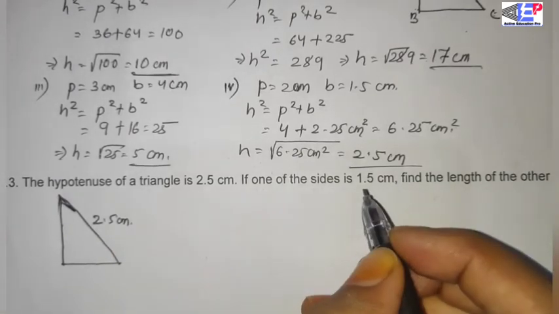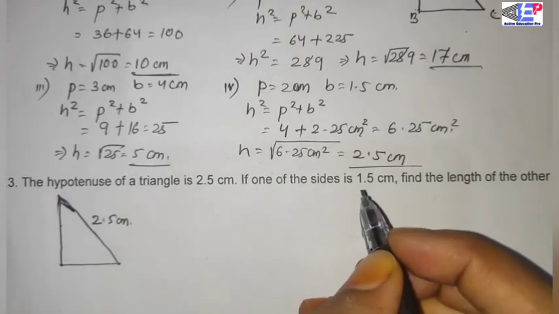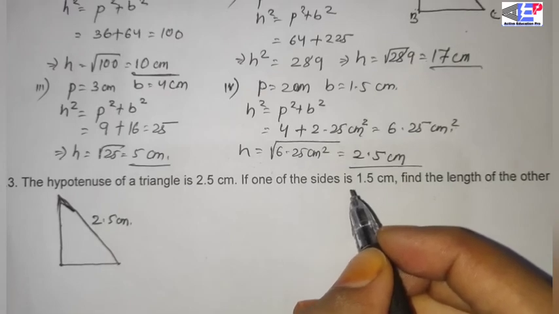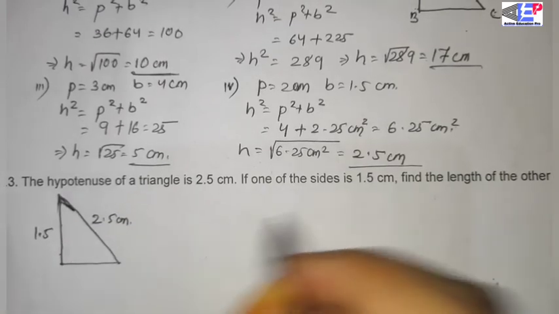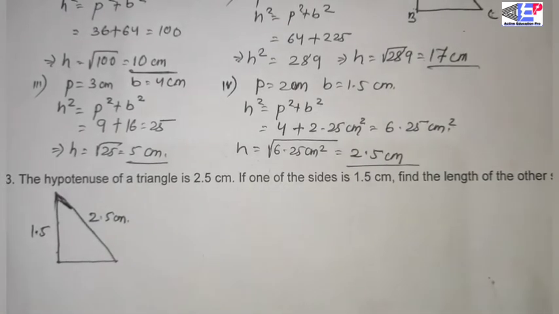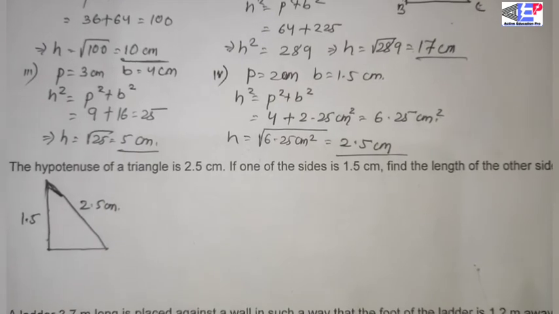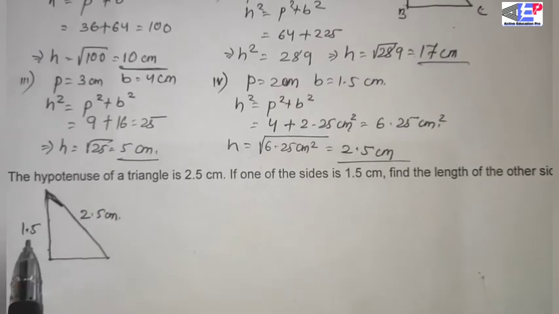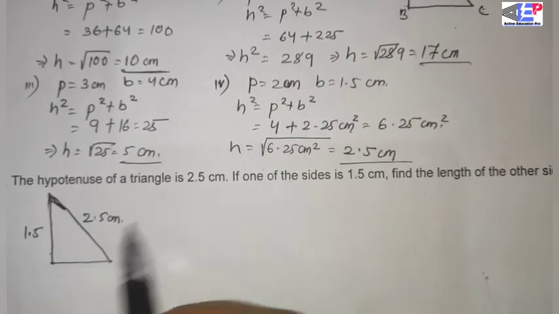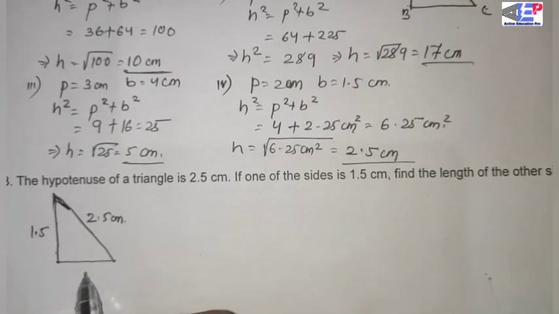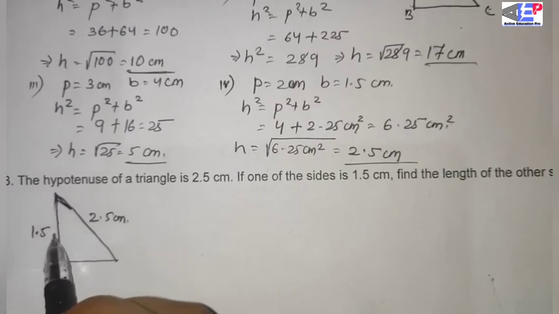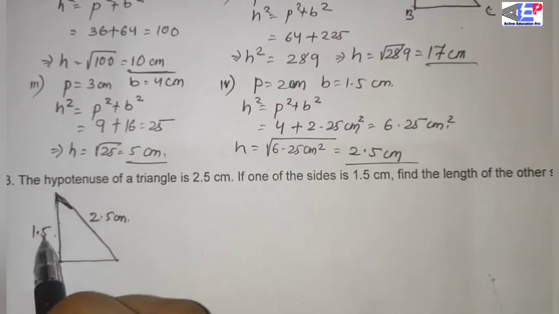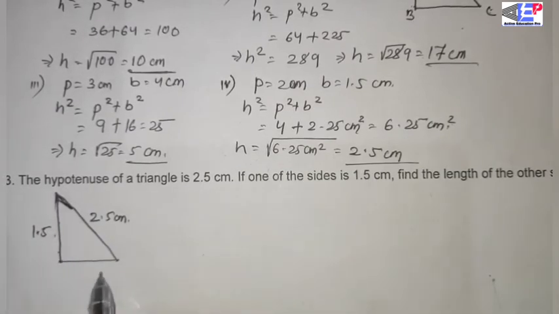If one of the sides is 1.5 centimeter, it doesn't mention which side, perpendicular or base. So here I take the perpendicular as 1.5 centimeter. Find the length of the other side. So if I take the perpendicular as 1.5, we have to find out the base of this triangle. Otherwise, if you take the base as 1.5, then you have to find out the perpendicular. Here I take the perpendicular as 1.5, so you have to find out the base.